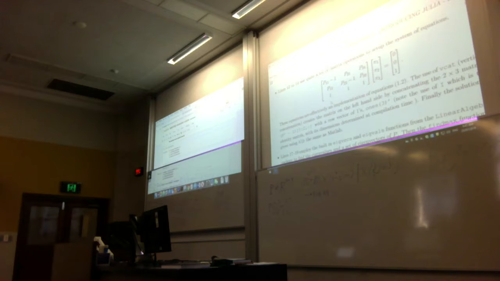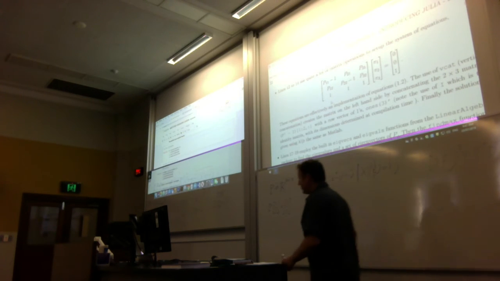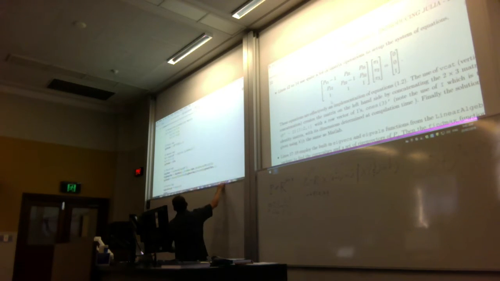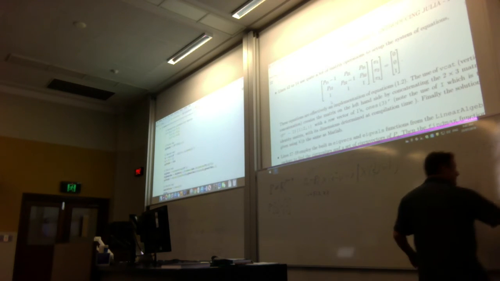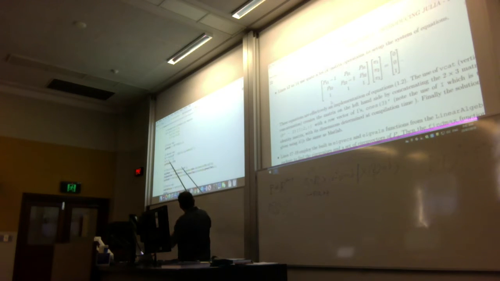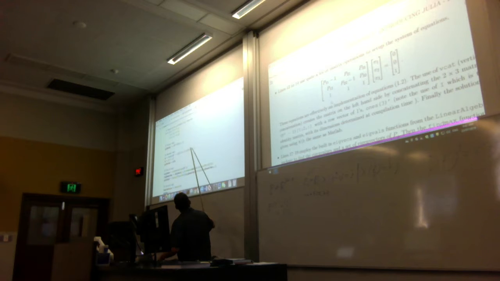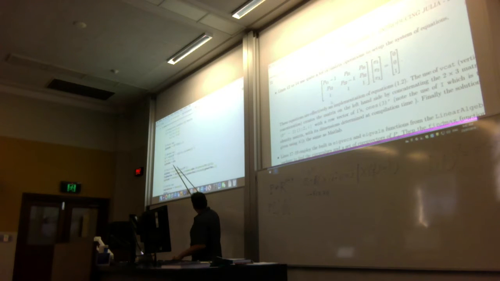Now we want to solve this system of equations, and this is what this bit of code does. It does P transpose minus I. It takes the first two rows, and then adds ones to the third row. Then VCAT concatenates, sticks together. Your B, your right hand side, is going to be 0, 0, 1. And this is now the real engine, A backslash B.